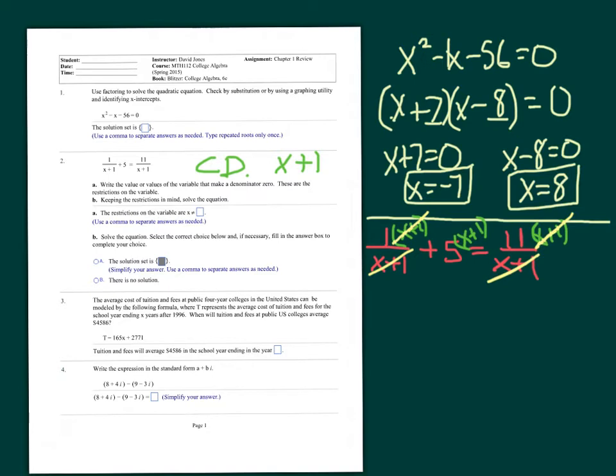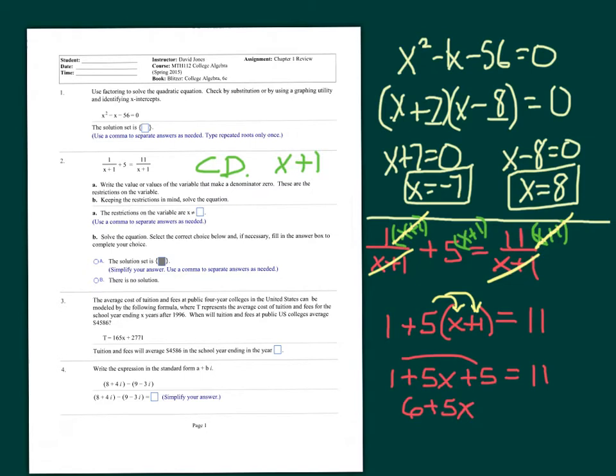Now we've got, for the first term, just 1 left. And then we've got plus 5 times x plus 1. And equals, and we just had 11 on the other side. If we distribute the 5, we get 1 plus 5x plus 5 equals 11. Add our two like terms. We got 6 plus 5x equals 11. Subtract 6 from both sides. We get 5x equals 5. And then divide both sides by 5. Get x equals 1.